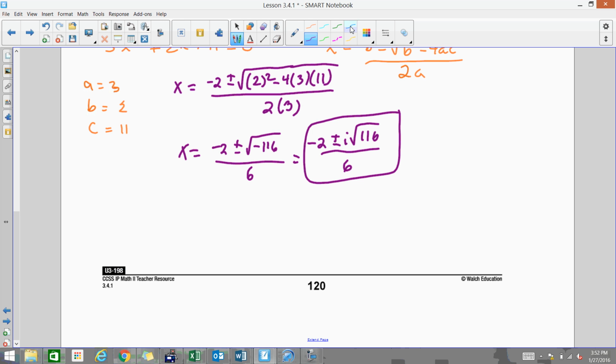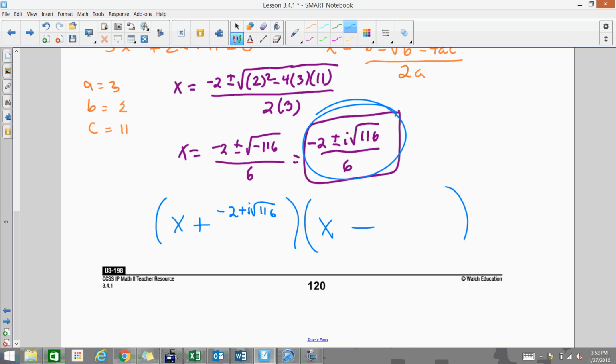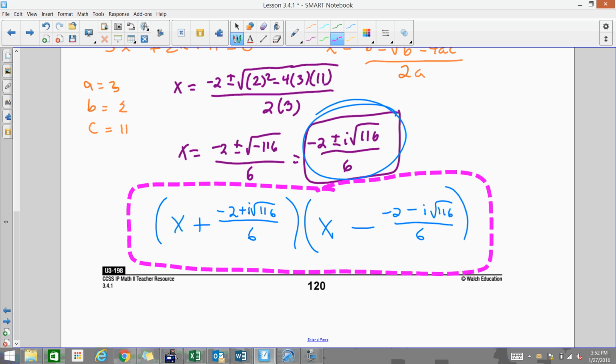We're going to rewrite this though as a binomial. So we're going to write it as x plus something and x minus something. Well, what are those somethings? Those somethings are this answer. So you're going to write out negative 2 plus i root 116 over 6, and then you write negative 2 minus i root 116 over 6. And this, ladies and gentlemen, is your final answer. You have just written two complex values, two complex binomials that once were that trinomial that started out problem number 4.